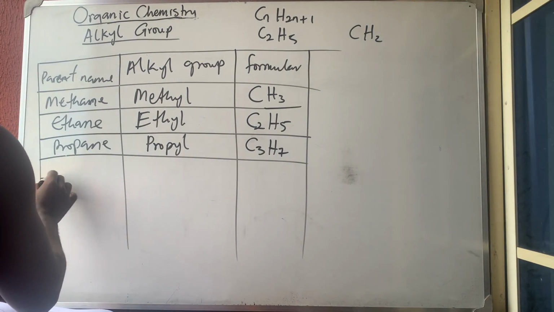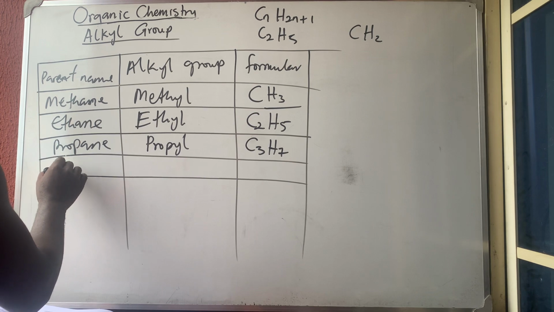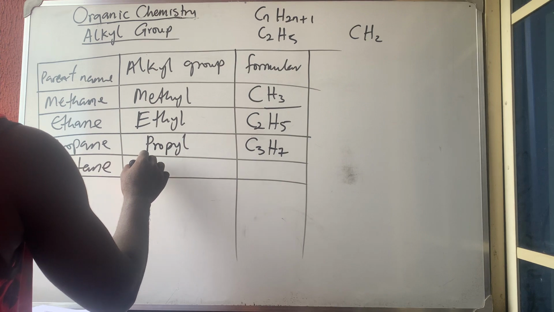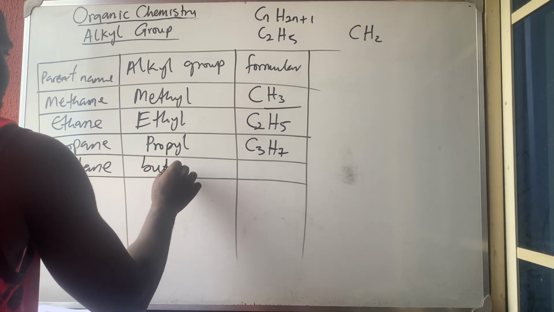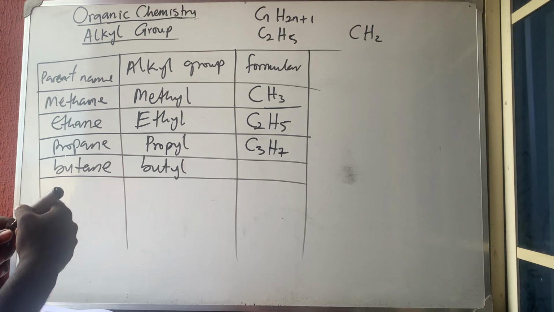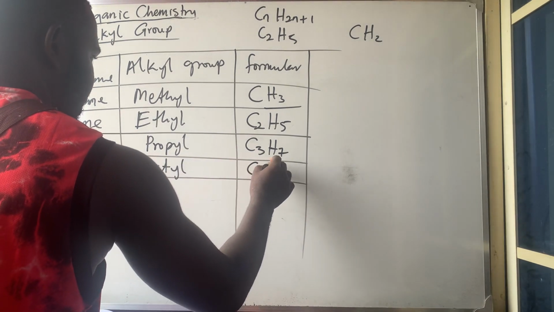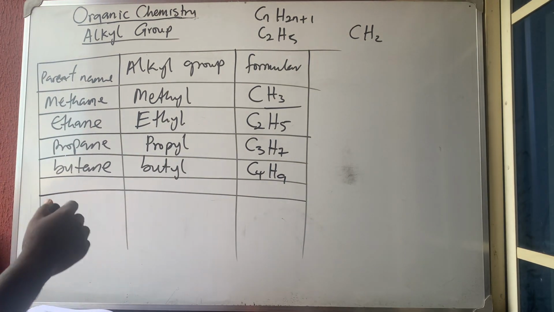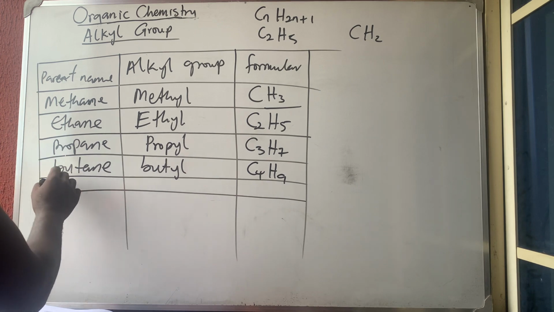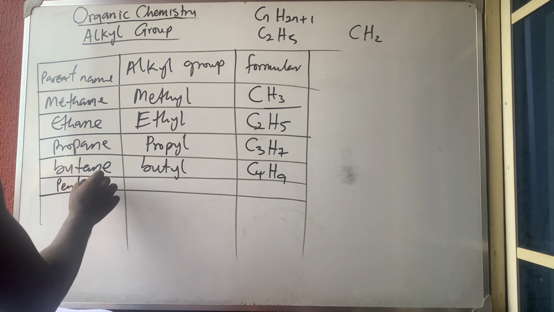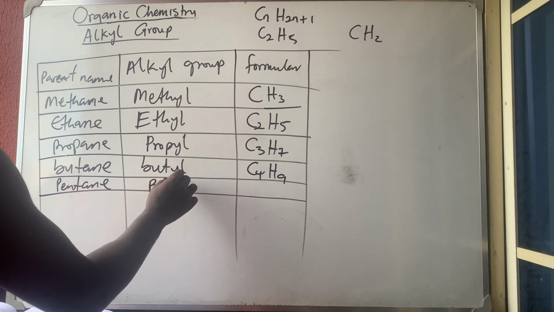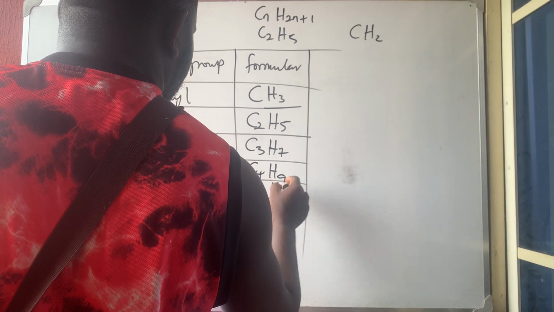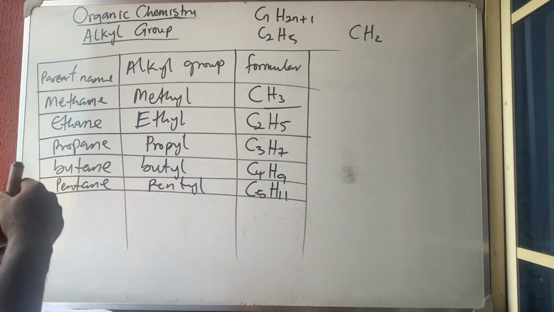The next one, number 4, is butane, and it is called butyl, with the formula C4H9. Then the last one, because we want to get 5: 1, 2, 3, 4, 5 is pentane, and it is called pentyl, with the formula C5H11. So that is that.